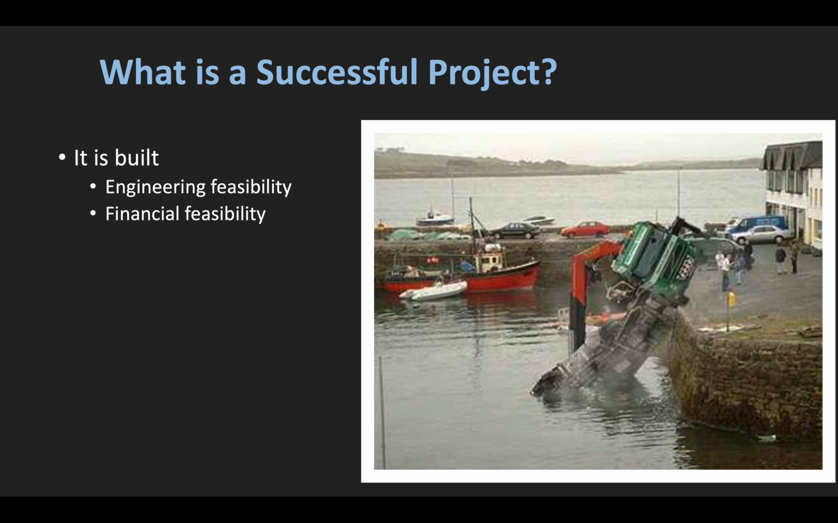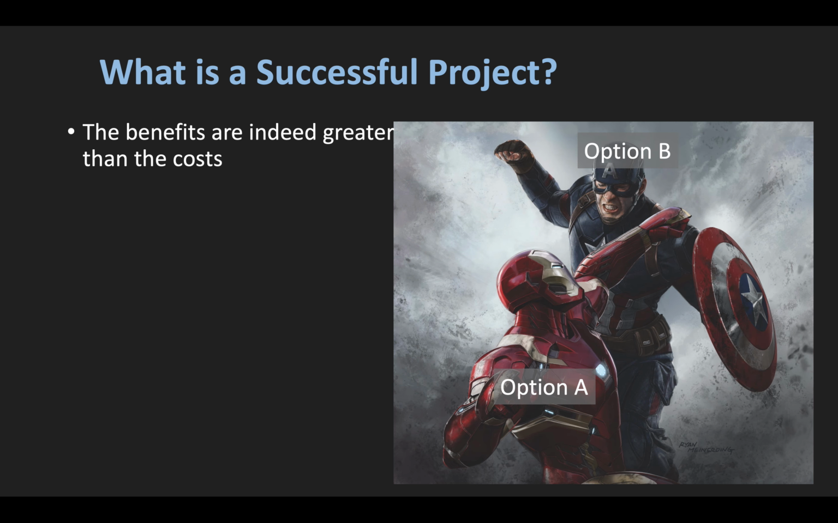So for a successful project, we want engineering feasibility, we want financial feasibility. Then we want the benefits of the project are indeed greater than the cost, right? Often, a lot of times we have option A and then we have option B, right? So which one is better? For one to win, like I show in this figure, one needs to really have clear benefits over the other, right? Indeed have greater benefits than the other.